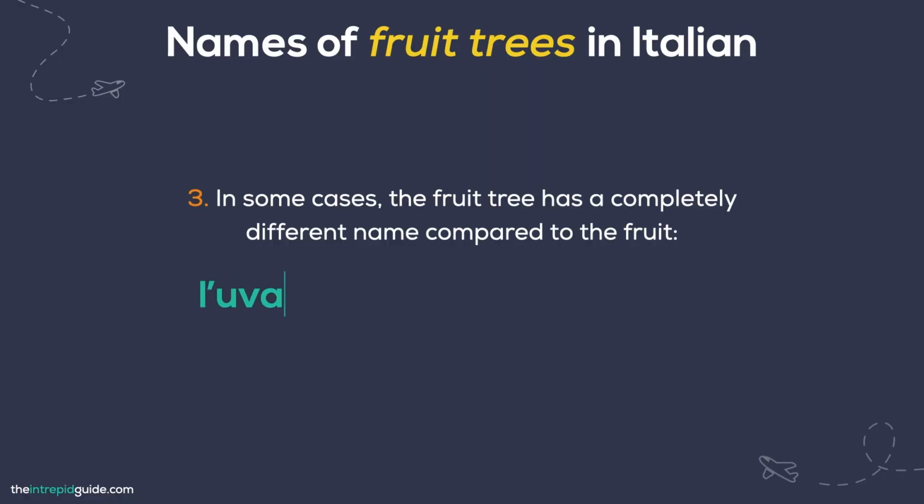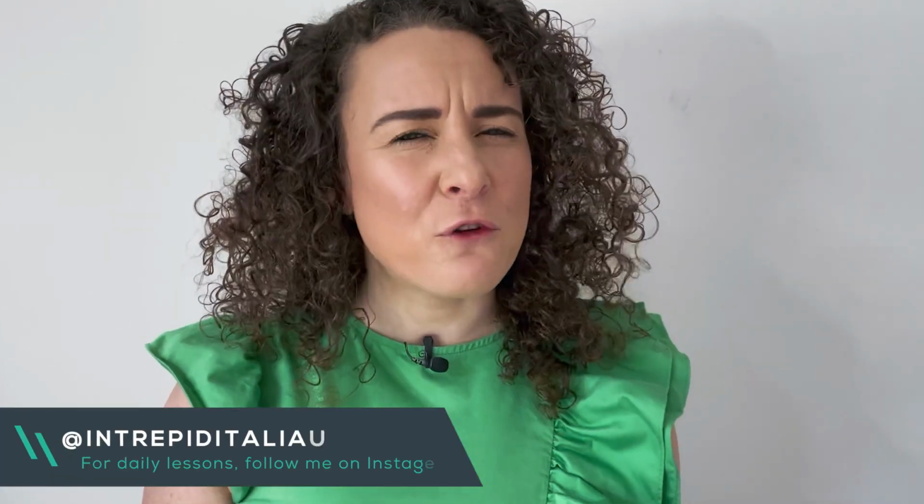Number three, in some cases, the fruit tree has a completely different name compared to the fruit. For example, L'uva, grape, La vite, grapevine. How do you talk about fruit in Italian?